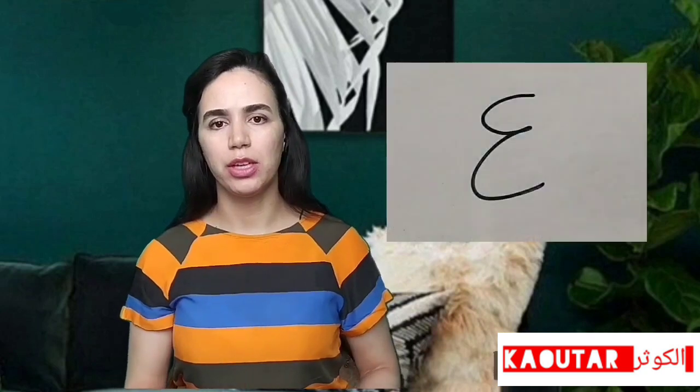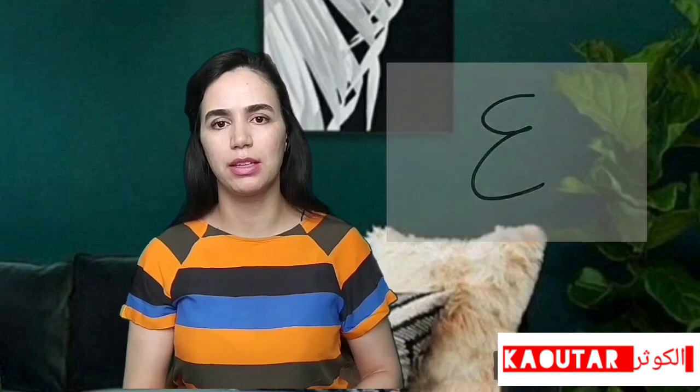The next letter we have is Ain. It looks like a mirror image of the number 3, but it dips beneath the line in the isolated and final forms. Ain doesn't sound like any other letters in the Arabic or English alphabet. The sound comes from the very deep parts in the throat. Let's practice it together. Repeat after me.